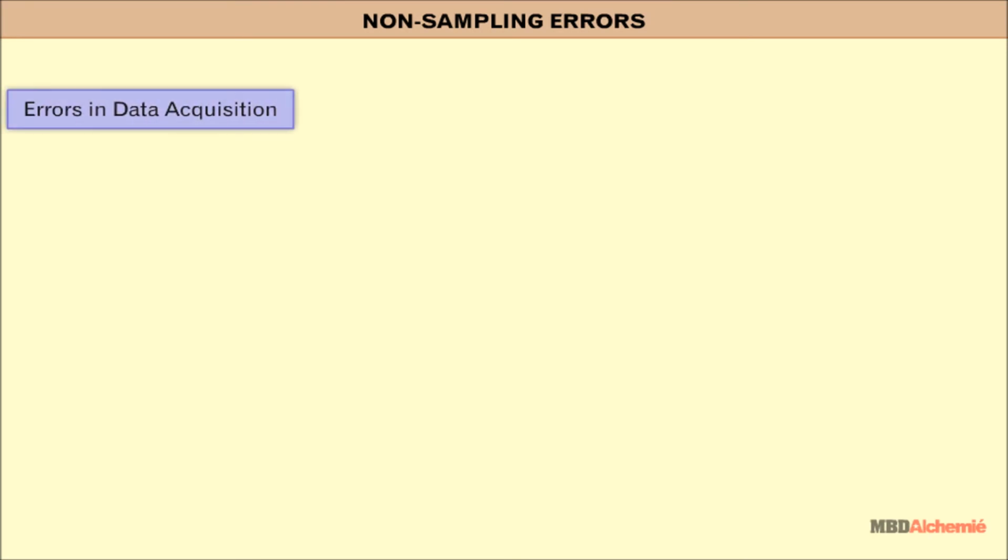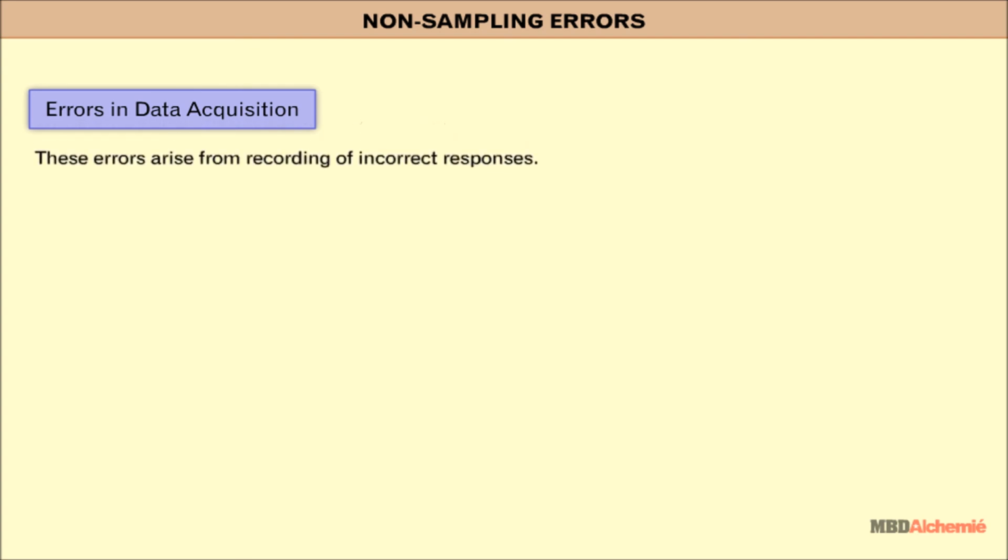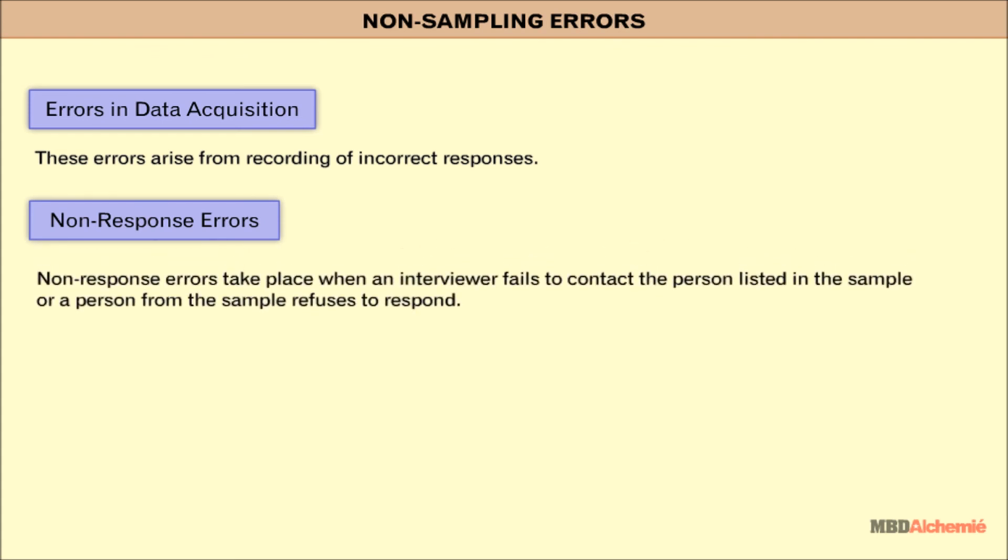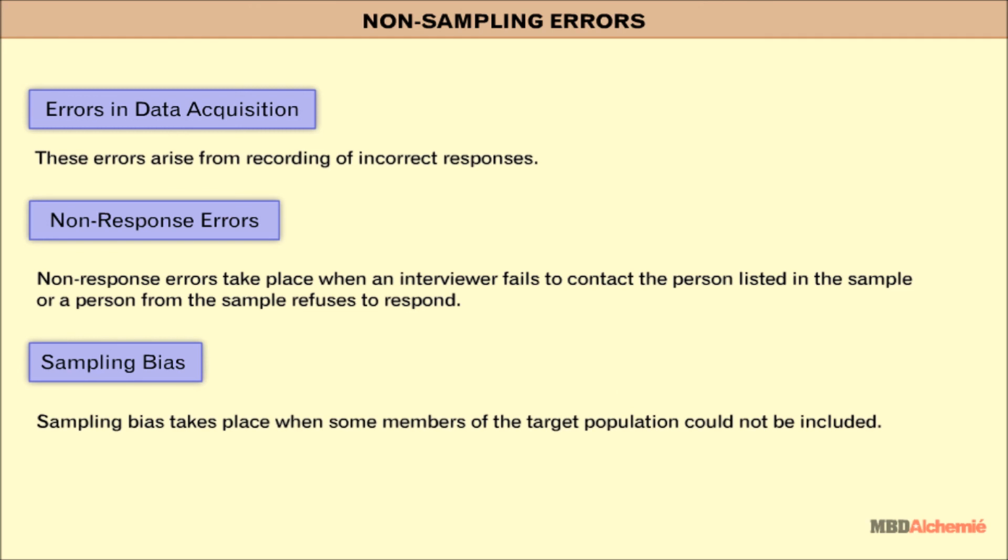Non-sampling errors. Errors in data acquisition. These errors arise from recording of incorrect responses. Non-response errors. Non-response errors take place when an interviewer fails to contact the person listed in the sample or a person from the sample refuses to respond. Sampling bias. Sampling bias takes place when some members of the target population could not be included.